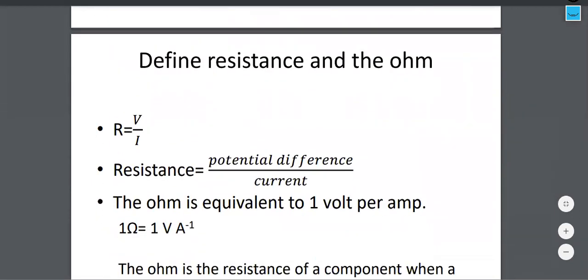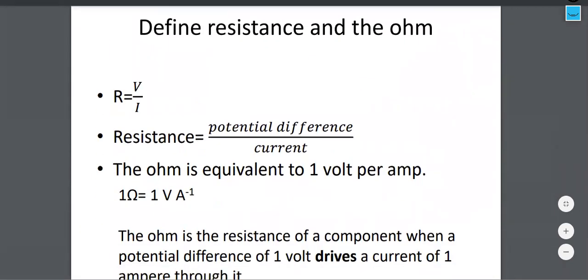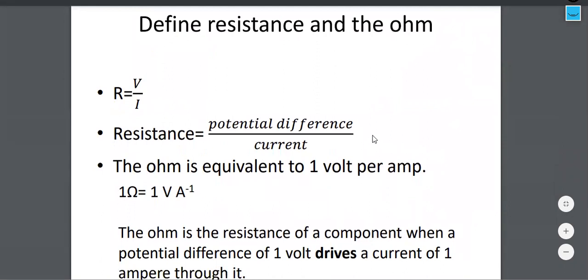Resistance and the ohm. Ohm is the unit of resistance. Resistance is voltage divided by current, right? So it's a ratio of the voltage to the current. It's measured in ohms, the same thing as a volt per amp, because voltage is measured in volts and current is measured in amps. So a volt per amp is an ohm. This symbol here, capital omega, is the symbol for an ohm.